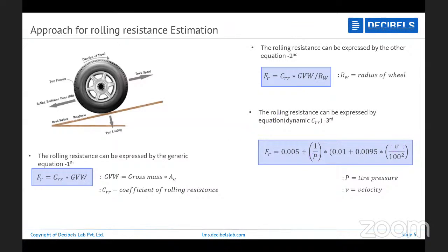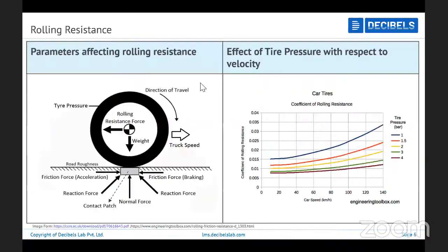If you see what are the parameters affecting the rolling resistance, many parameters will be affecting it, and in that we can consider weight, pressure of your tire, the road roughness, and your design and material. So how exactly each one is going to affect, we'll look into some points.